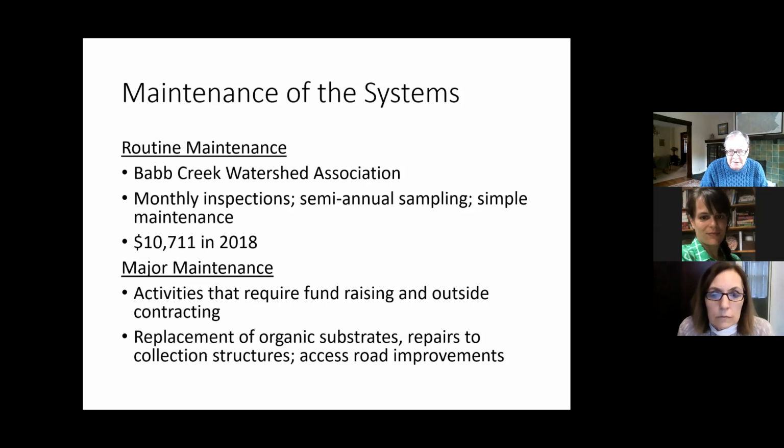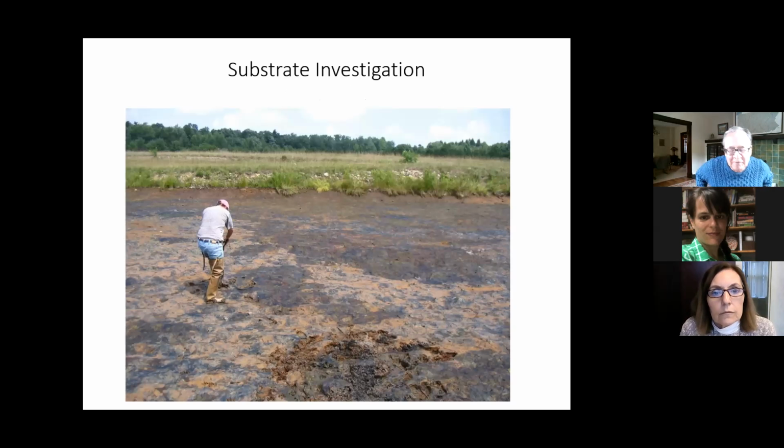The other thing that has to happen up here is occasionally you have to do big stuff. And that's beyond the Babb Creek's technical capabilities and beyond their financial capabilities. So that requires raising outside funding and bringing in outside contractors. And the main thing up here is the replacement of that organic substrate. That organic substrate is key to maintaining the viability of that treatment system. And also then, while you're doing it, repairs to the collection systems and access road improvements, stuff that takes some money.